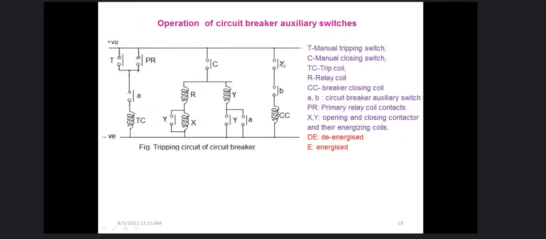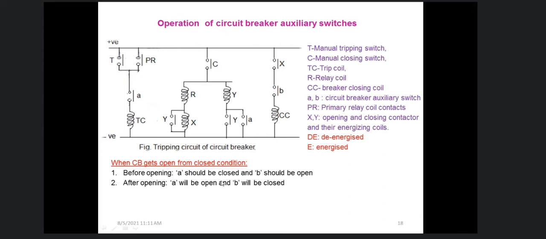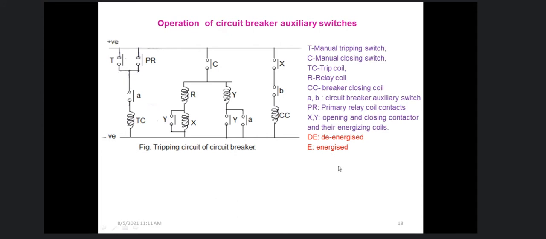So this is the scheme. Now you see, at first we want to close the circuit breaker. CC is the closing coil and TC is the tripping coil. So if we want to close the circuit breaker, this CC coil should be energized.